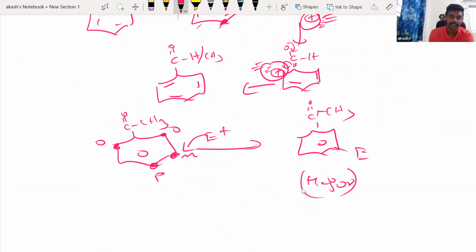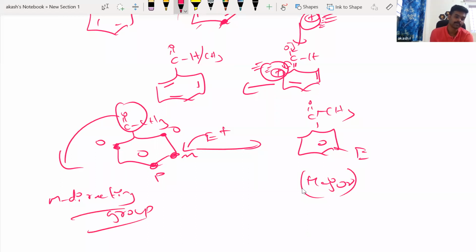You can also tell that this C double bond O group is going to be a meta directing group. In any electrophilic substitution, the moment you see the C double bond O attached to the benzene ring, the incoming electrophile will go to the meta position only. Now you know the reasons also. Why? Because according to the resonance structures, in the ortho and para positions we have a positive charge, so the electrophile cannot go there because it is going to suffer positive repulsion.